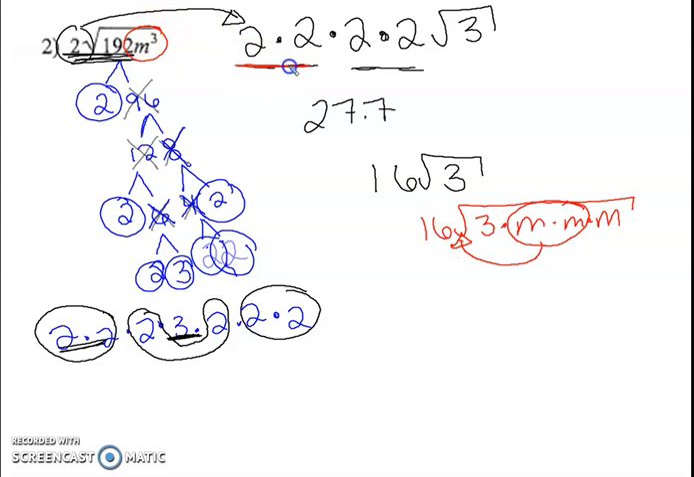16 came from 2 times 2 times 2 times 2. So I can take out 1 pair of m's, and then underneath there I have a 3 and an m left. That is the complete answer.